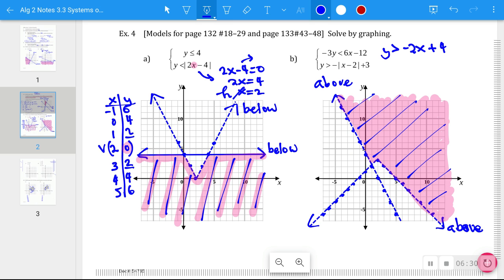Okay, so that does it for example 4 on page 2. And we'll pick up on example 5 in the next video.